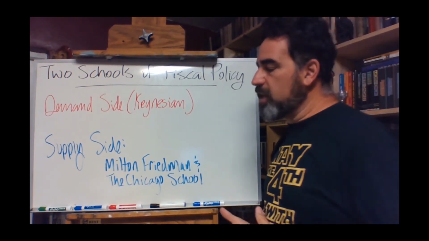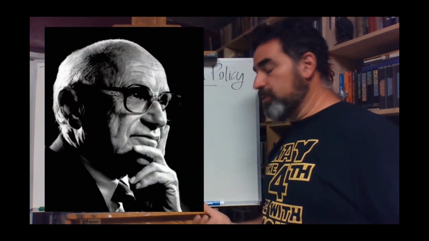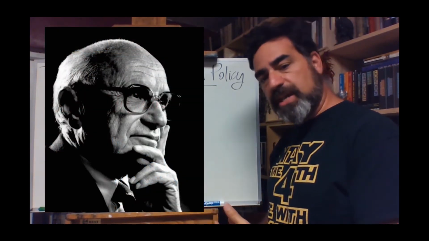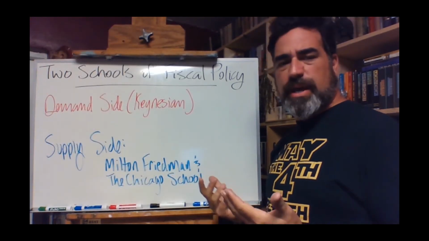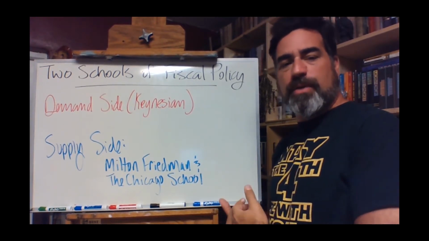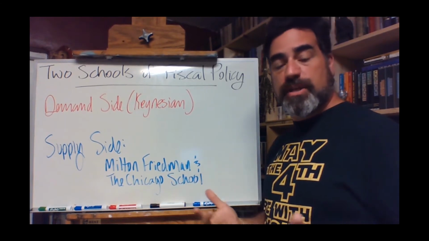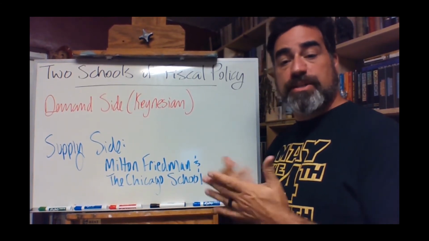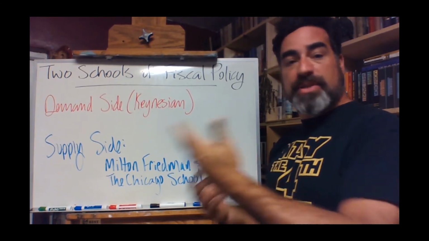The supply side harkens back to a fellow by the name of Milton Friedman in the Chicago School of Economics. And Milton Friedman said, yeah, but wait a minute. The demand side isn't really going to work all that well, because if you're raising taxes, for instance, on businesses or on the wealthy, that means that they're not going to spend that money on their businesses, right?